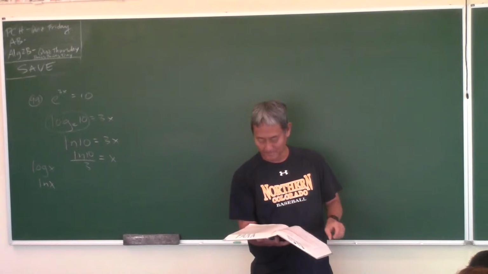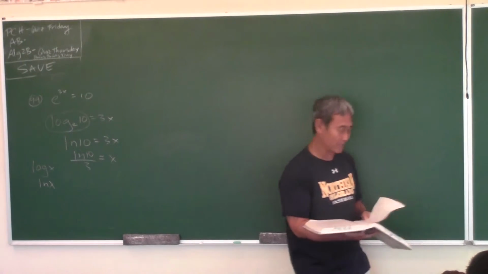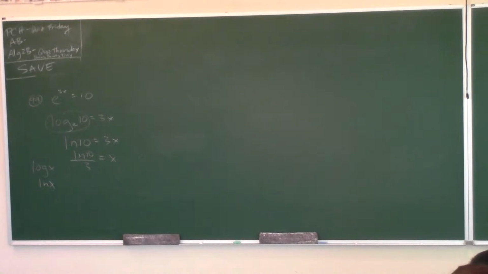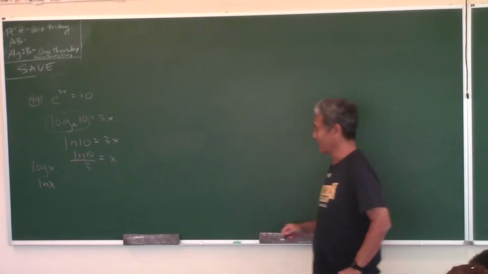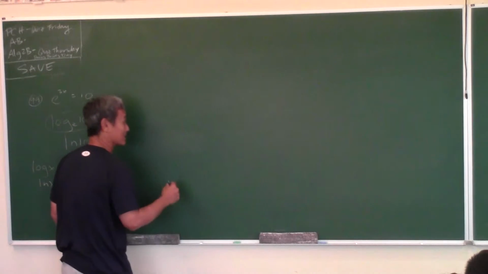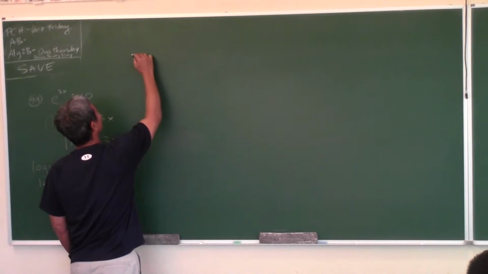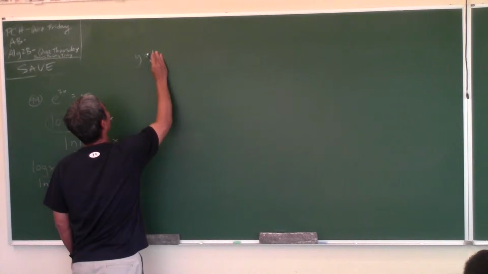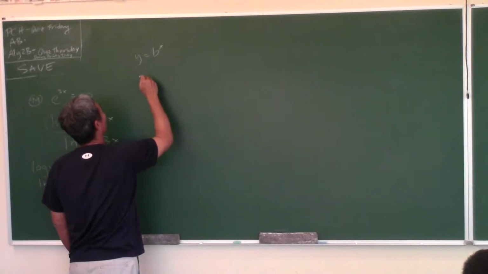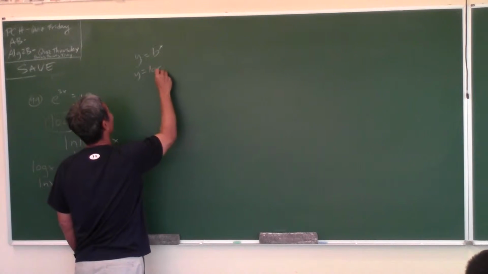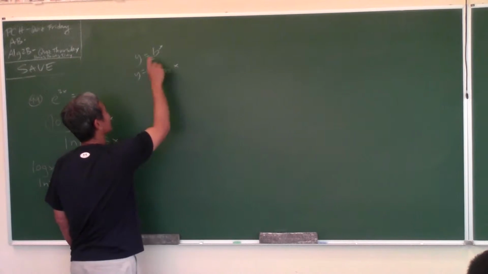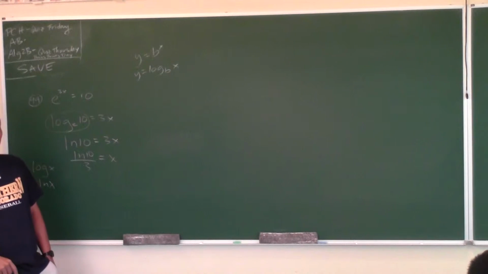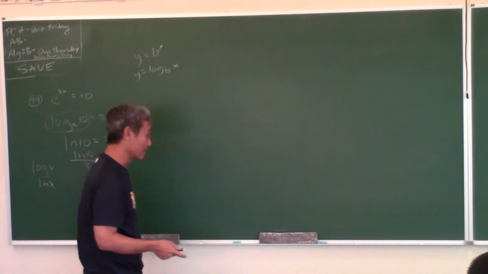All right, then we're going on to 6.5, properties of logarithms. Now, tonight's homework, like I said, not that difficult, but then it's gonna get tougher as we go along. Let's review some things that we learned already. What is the relationship between these two graphs? y equals b to the x and y equals log base b of x. They're inverses of each other, okay?